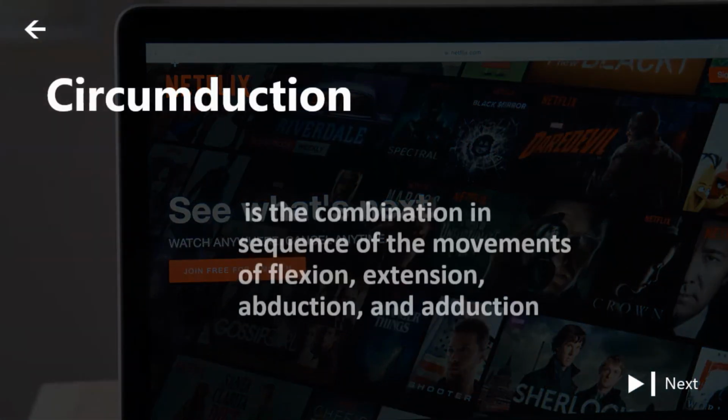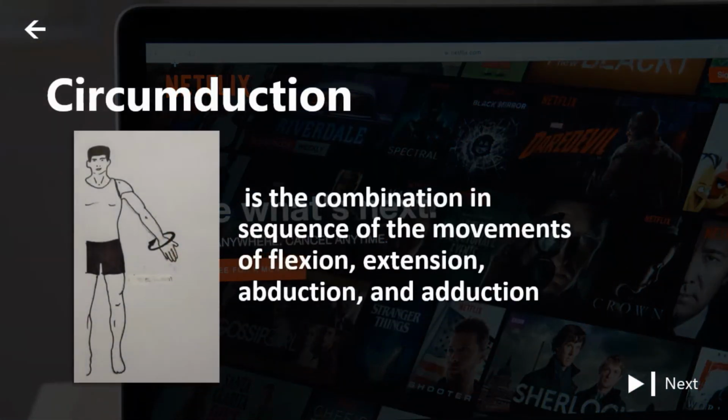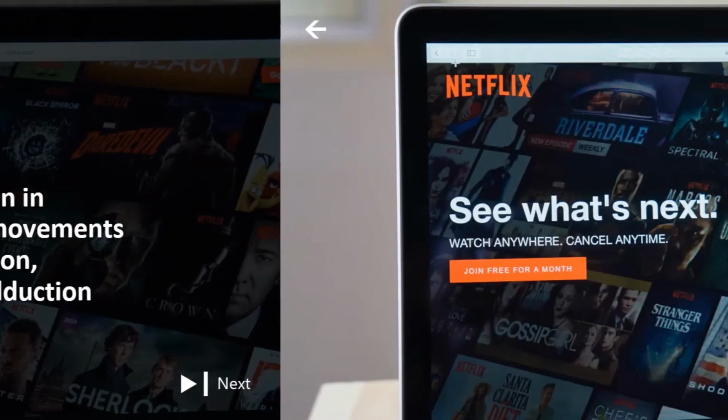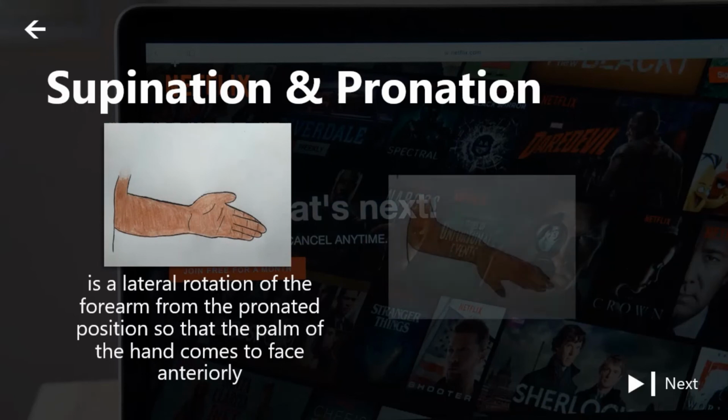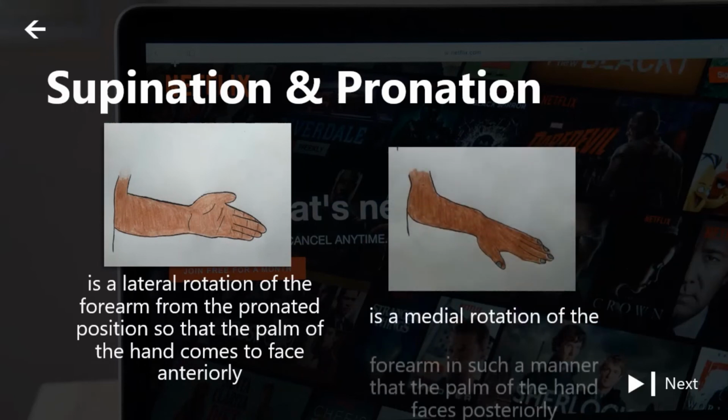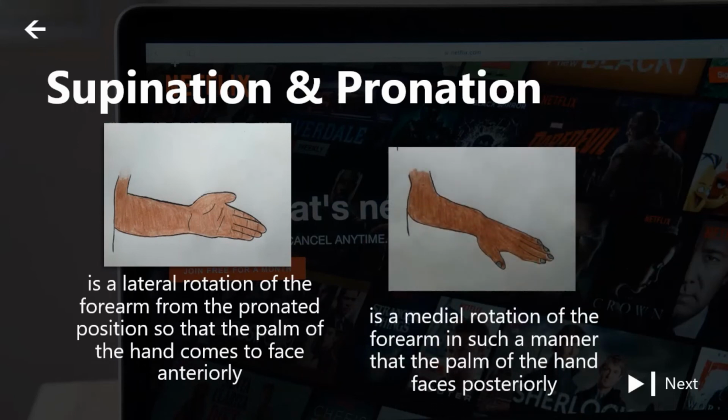Next, we have circumduction. It is the combination in sequence of the movements of flexion, extension, abduction, and adduction. Next, we have supination and pronation. Supination is a lateral rotation of the forearm from the pronated position so that the palm of the hand comes to face anteriorly. Pronation is a medial rotation of the forearm in such a manner that the palm of the hand faces posteriorly.